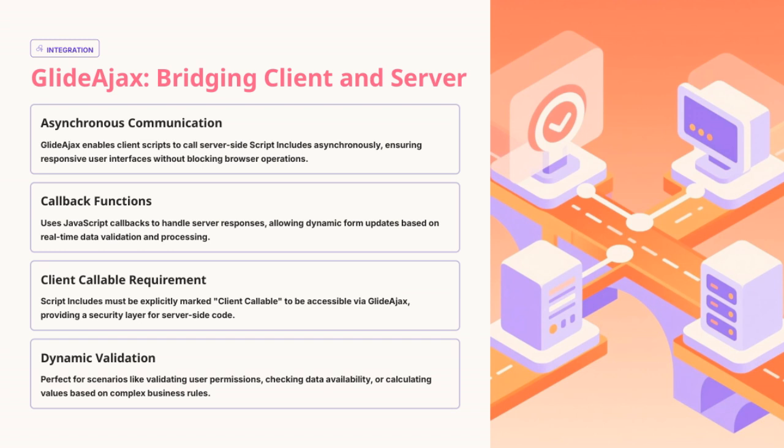Moving on, a key point to remember is that script includes must be explicitly marked as client callable to be accessible via Glide Ajax. This is an important security measure because it ensures that only authorized scripts can invoke server-side code, adding a necessary layer of protection.